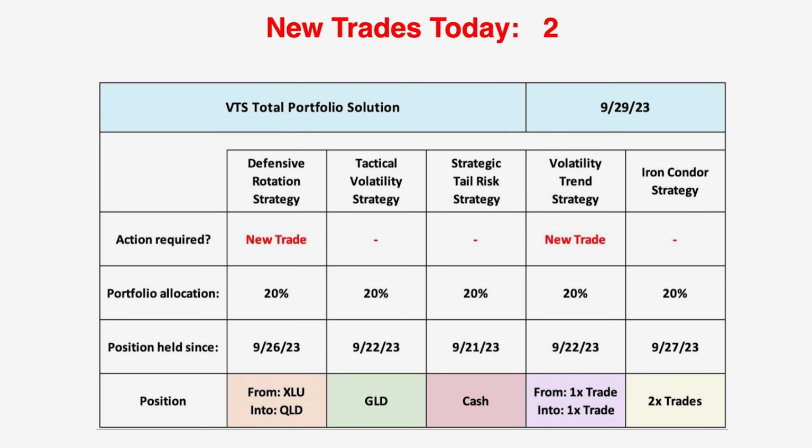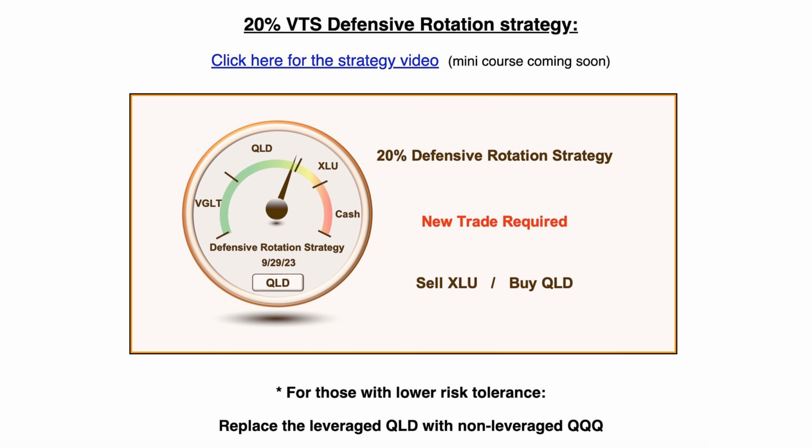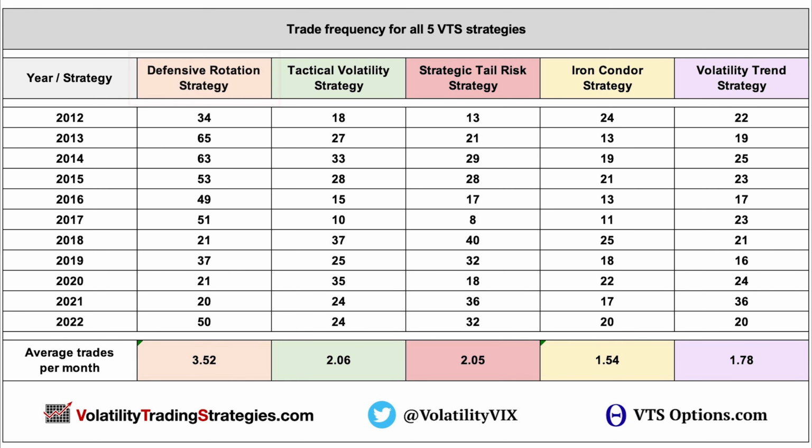And I've made it very easy to follow for subscribers of VTS. Whenever there's a new trade required, it's clearly marked in both an easy-to-read table, and there's a trade dial as well for signals at a glance. And you can just go into your trading software and execute it. As far as trade frequency goes, this isn't a strategy you need to be parked in front of your computer for. The defensive rotation averages about 3.5 trades per month, so we're talking about maybe 10 minutes of actual trading spread out over an entire month.